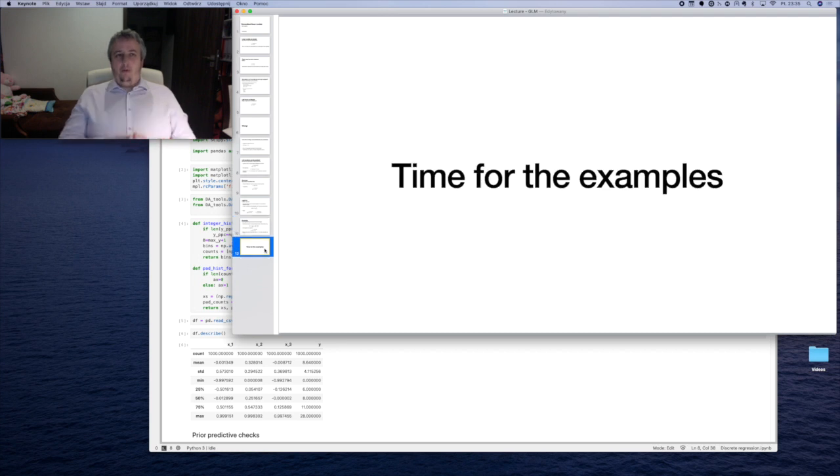We'll now go to some examples that will allow us to understand the concept better, starting from prior assignment through prior predictive checks, and then to getting some inference and potential model tuning. And this will be in a second part.